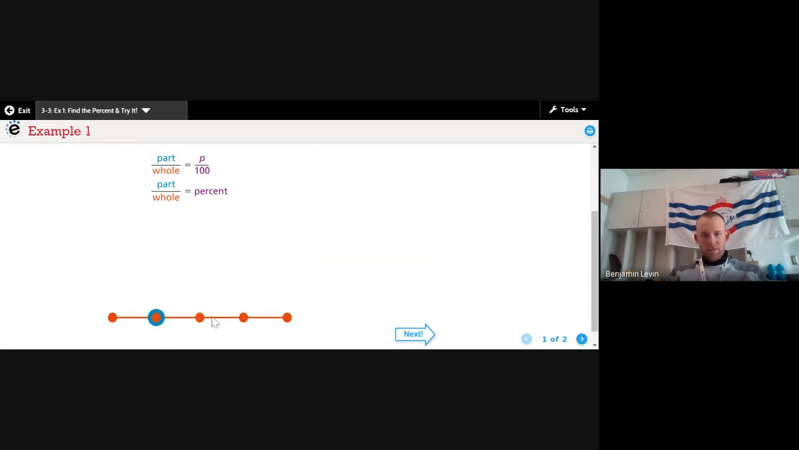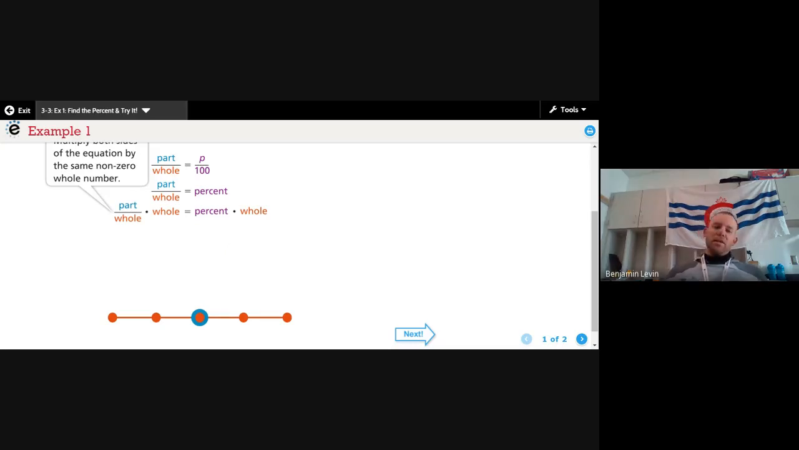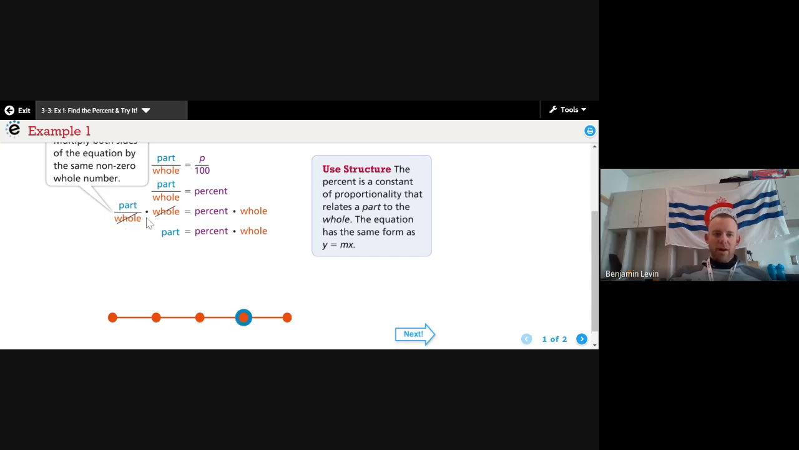Whoa, I went 2 spaces. There we go. So we are manipulating the equation here. If we have part divided by whole, so if we multiply by whole, we cancel out those wholes. So we have part equals percent times whole. Right? They cancel each other out. Whatever we do to one side, we must do to the other side. You've probably already got used to me saying that by now, right? Whatever we do to one side, we must do to the other side. So we have part equals percent times whole.